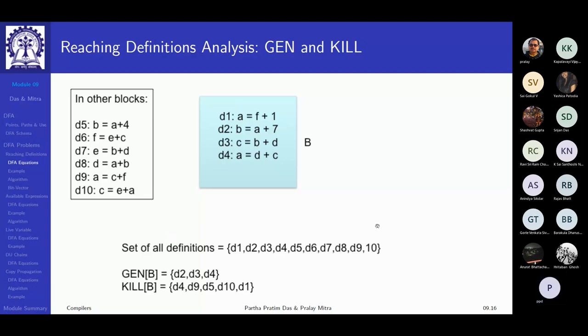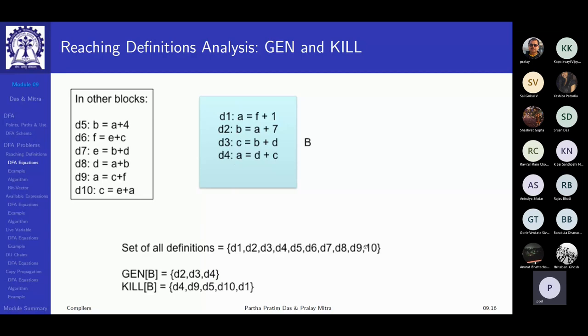Right? Now, what is the gen set? The definitions that have been done and have not been killed within the basic block. So A is defined here, B is defined here, C is defined here, and A is redefined here. Which clearly says that within the block itself, D4 kills D1, because this definition D1 will not be visible downward. So we have only 3 definitions that are generated: D2, D3, and D4. So that is my gen.